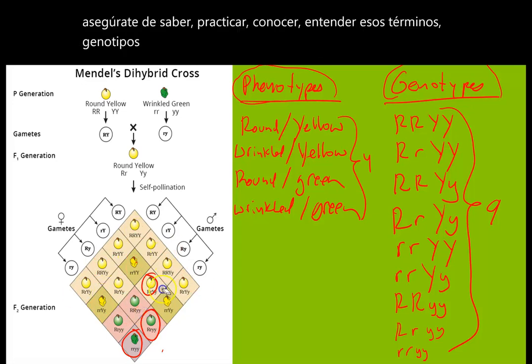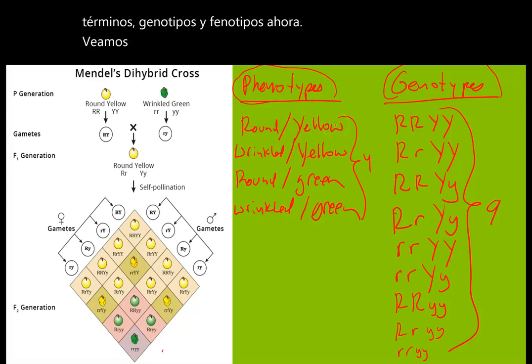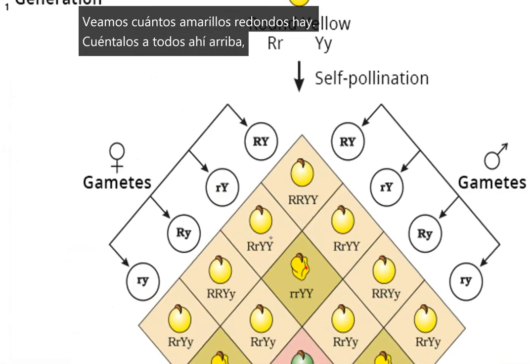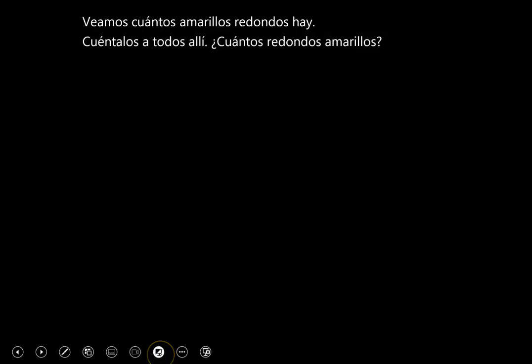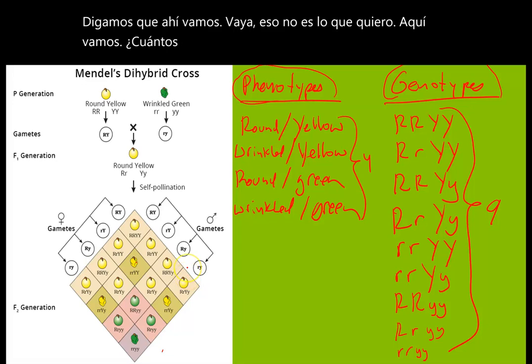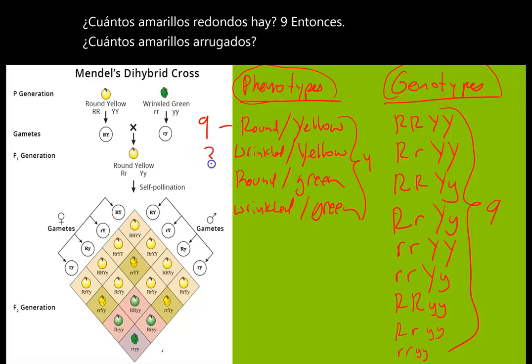Now, let's look at how many round yellows there are. Count them all up in there. How many round yellow? Oh, there we go. How many round yellows are there? 9. So, how many wrinkled yellows? 3. How many round green? 3. How many wrinkled green? 1.